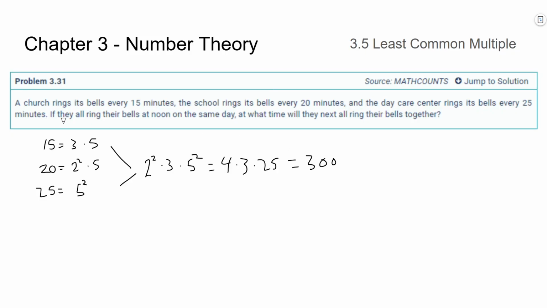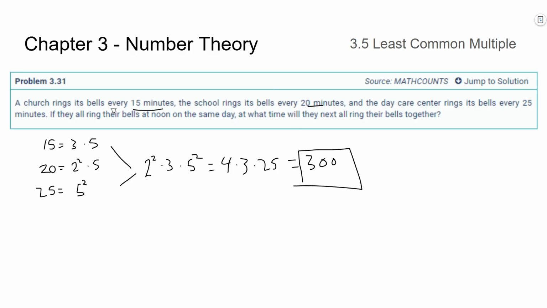So what is this asking? If they all ring their bells at noon on the same day, at what time will they next all ring their bells together? So these are in minutes, right? 15 minutes, 20 minutes, and 25 minutes. So what is this number saying? What does 300 mean?